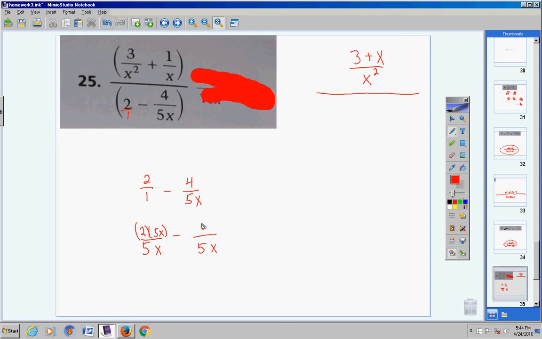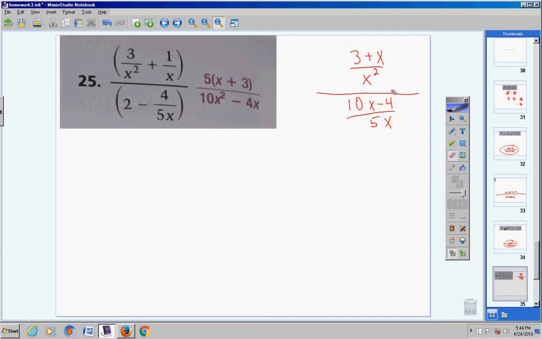And here's what we have. 2 times 5x is 10x. 10x negative 4, so 10x negative 4 over 5x. Now there we go. That's the bottom of the fraction right there. So now I finally have one fraction over one fraction.